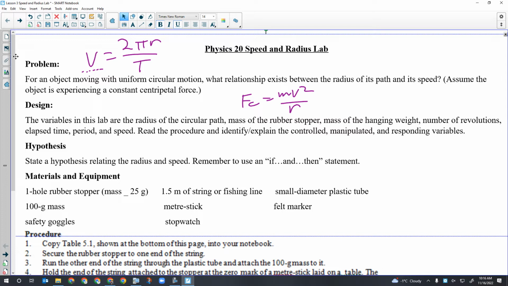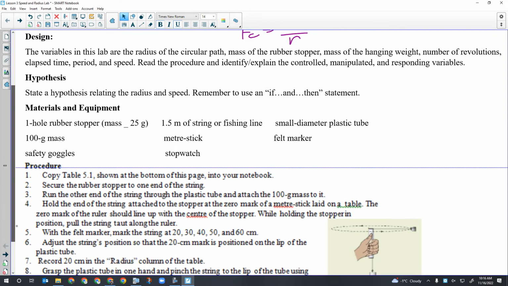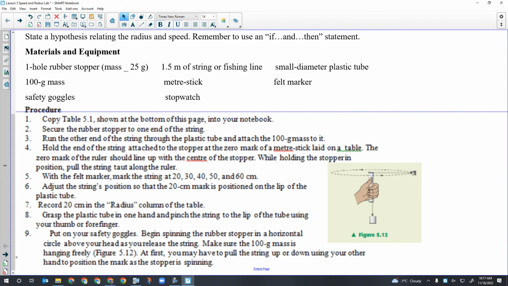That's going to bring in a whole bunch of error, right? Because you're going to be like, okay, started when the stopper was right there. So start and then stop. Not a chance. You're not going to get that on one rotation. So what we're going to do instead is we're going to time, I think it's 20 revolutions.